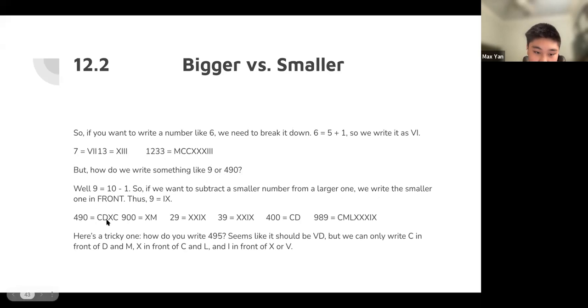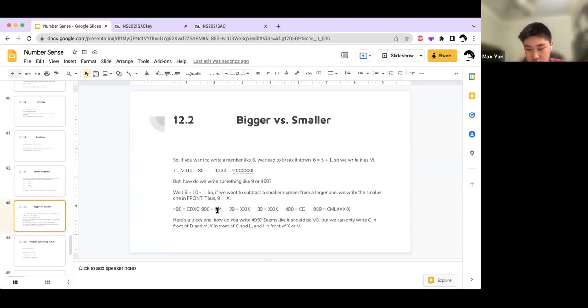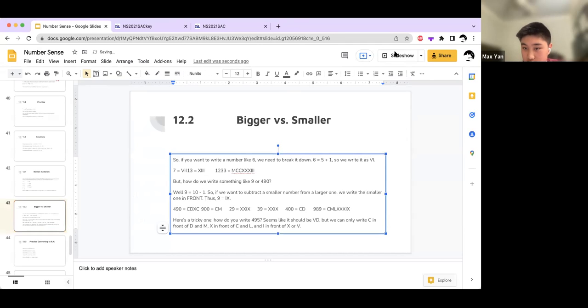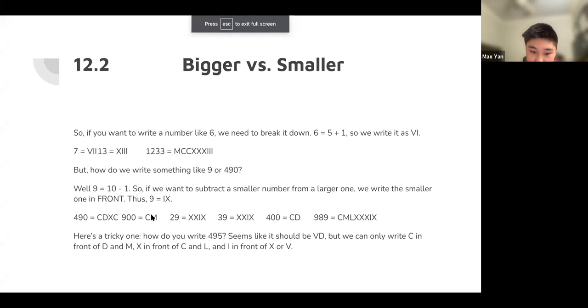That's how we get 400. But we also need to get 90. And 90 is equal to 100 minus 10. So that's XC. 900 is equal to CM, because that's 1000 minus 100.